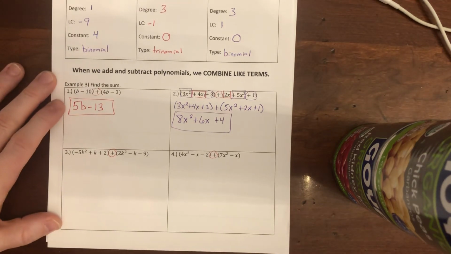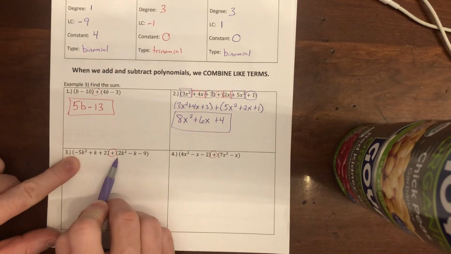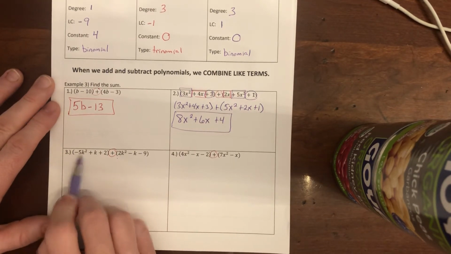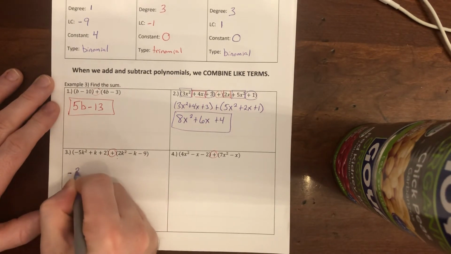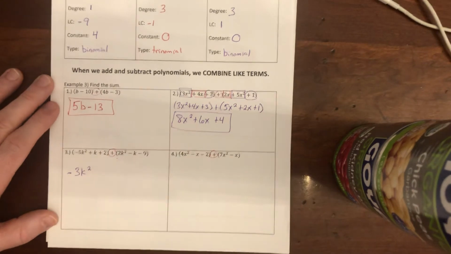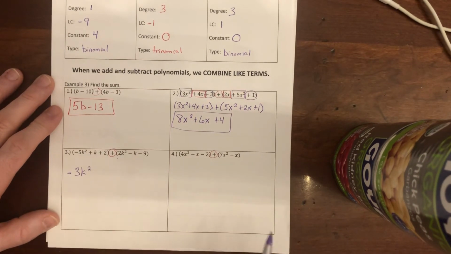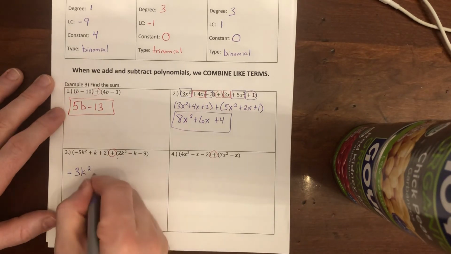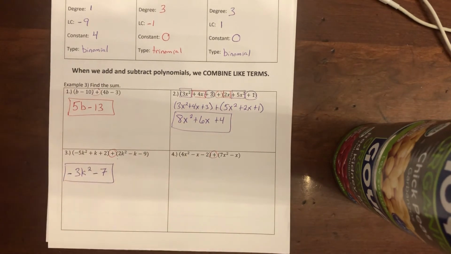Number 3, they're both in standard form, so we're just going to combine our like terms. All right, if we did negative 5x squared plus, or sorry, negative 5k squared plus 2k squared, that would be negative 3k squared. A positive k plus a negative k will cancel out, and 2 plus negative 9 is negative 7. And that's our answer for number 3.